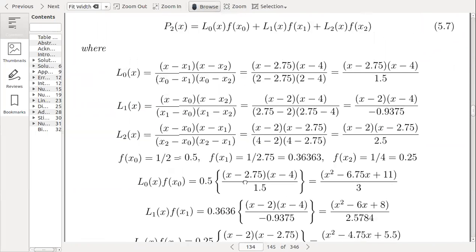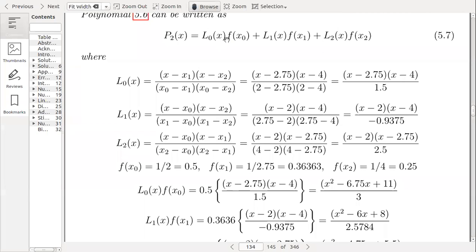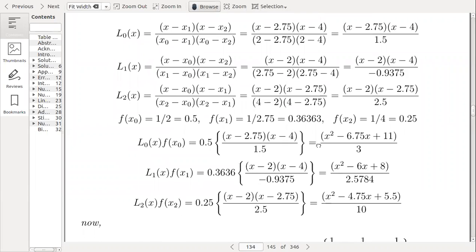And then we replace L0 of x into f of x0. So what is L0 of x? L0 of x is equal to this term, (x minus 2.75)(x minus 4) over 1.5, and then f of x0 is equal to 0.5. So in this way, just multiply these terms and simplify. We have obtained x square minus 6.75x plus 11 over 3.